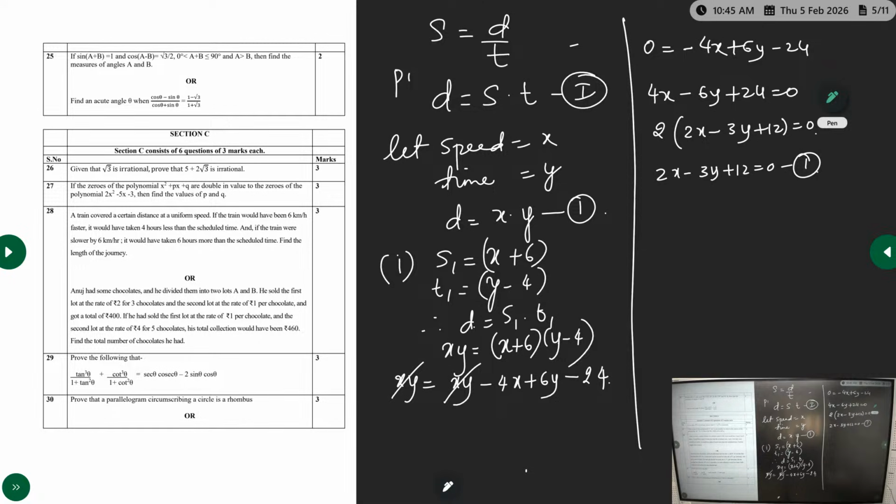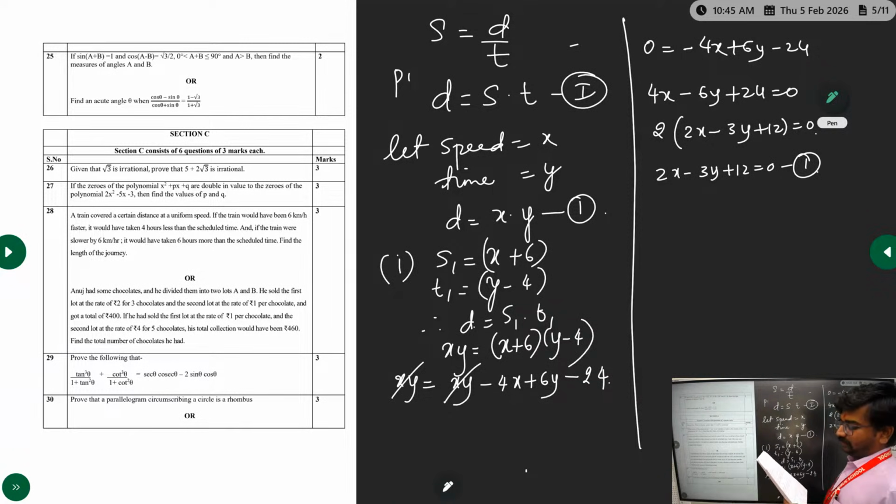Others, if you want, you can try the second condition. Take S2 and T2 value. S2 will be x minus 6. T2 will be y plus 6. Y plus 4? Huh? No.